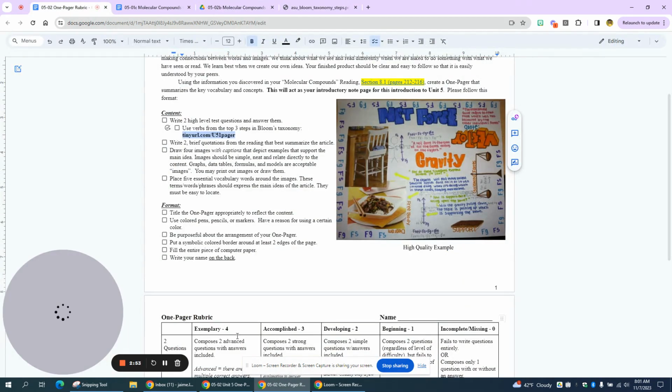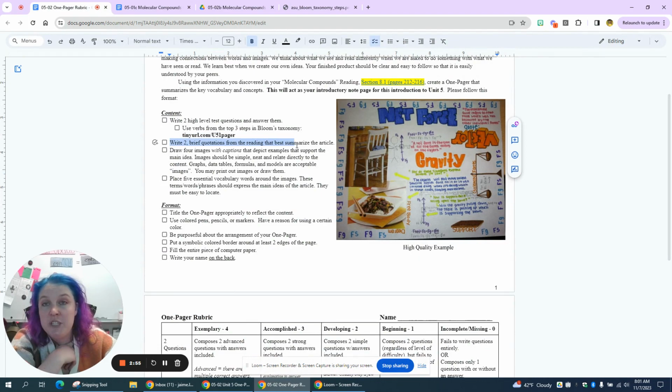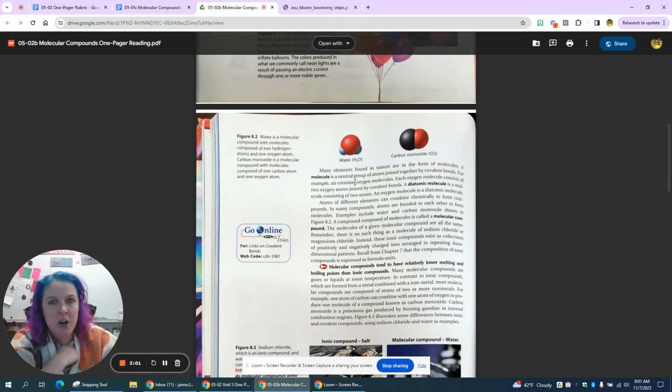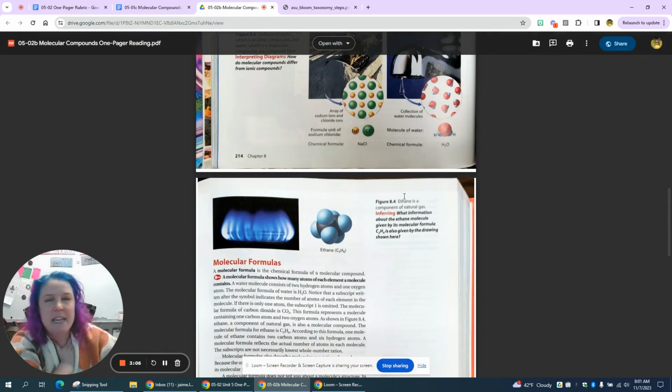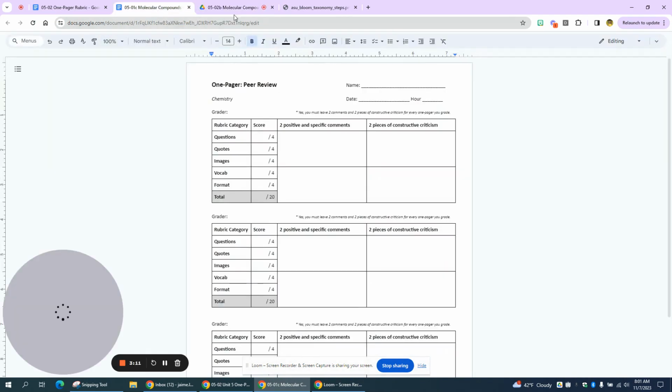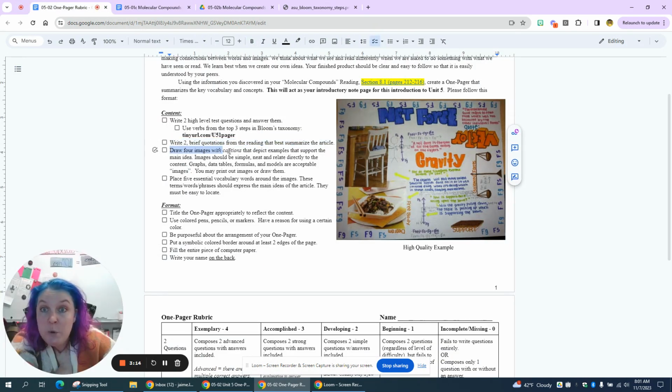Other things you have to do here. You have to write 2 brief quotations from the reading that best summarize the article. I wouldn't pick your quotations from the article until you have made it all the way through the article, but it's not a bad idea to keep a few in your back pocket and try to keep them to 1 sentence or less, okay? Draw 4 images with captions that depict examples that support the main idea. The images should be simple, neat, and relate directly to the content. Graphs, tables, formulas, and models are acceptable images. You may print out those images or you can draw them.